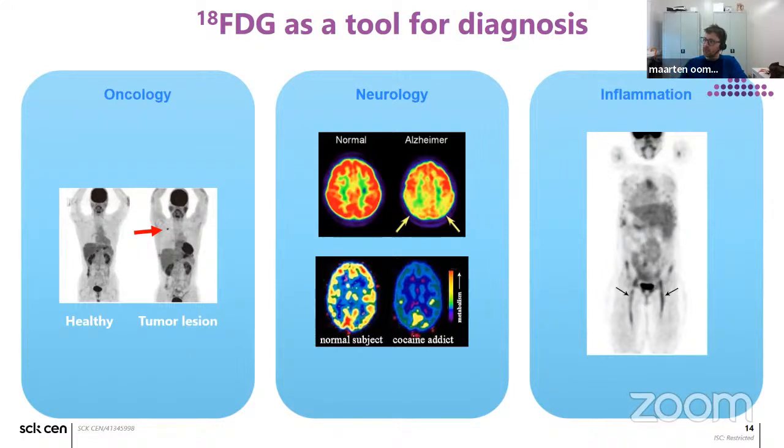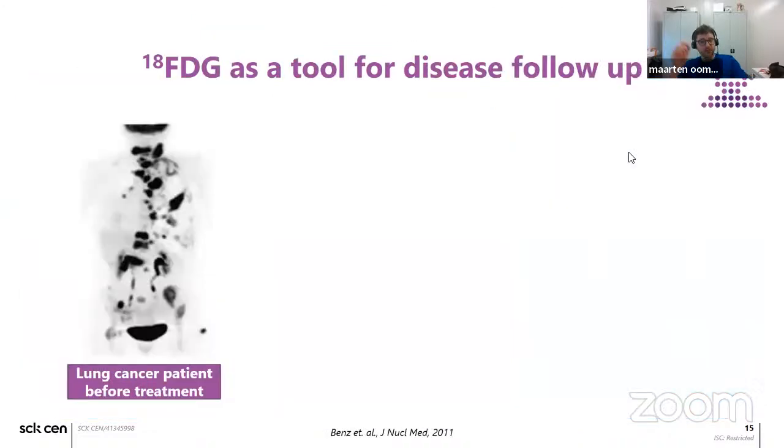Here you see an image of an artery inflammation that can be clearly seen on a PET scan as well. Of course, if you can use it for diagnosis, you can also use it for disease follow-up. And that's the nice thing about FDG.